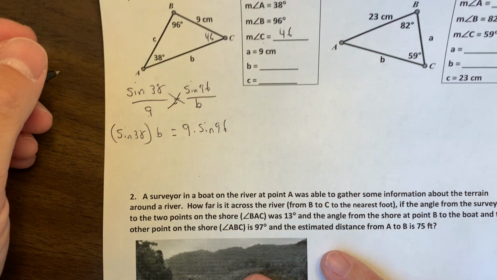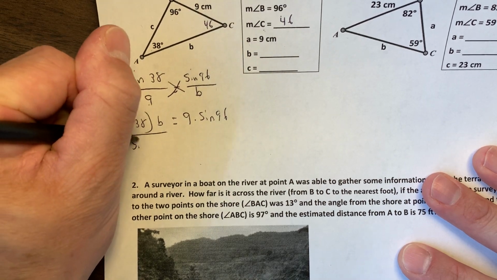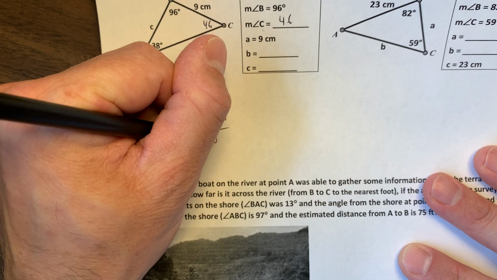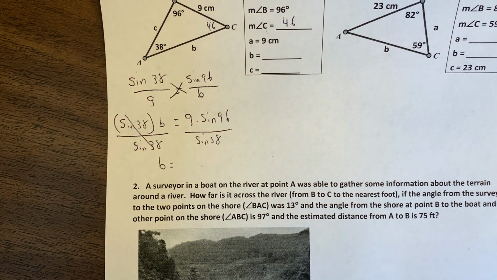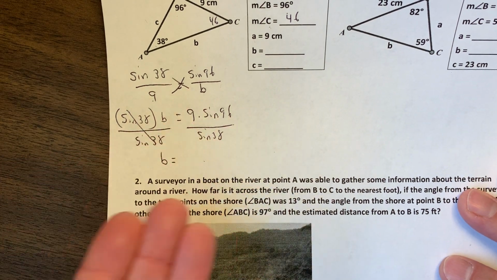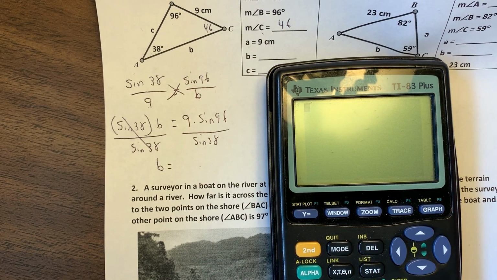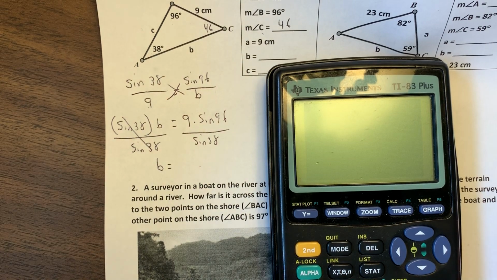I have no clue what that is, right? I'm going to do it in my calculator. And then you just have to divide out whatever's with b. This is the sine of 38. I'm going to divide that out, and b is going to equal whatever the math works out to be. Now, I wrote it out really quickly the long way, and I'm going to show you that when you do it in your calculator, you do it separately. You do the top of the fraction first, then you divide it by the bottom.